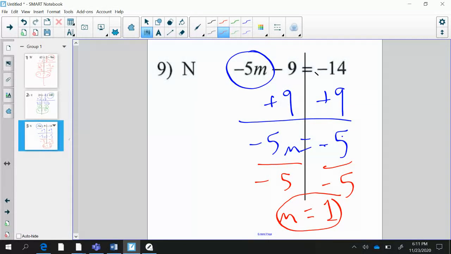That was really quick, I know, but the main thing we're seeing on both sides here is that we're doing the exact same thing. If you add 9 on one side, you have to add 9 on the other. And vice versa, if you divide by negative 5, then we're going to divide by negative 5 on both sides, and negative divided by negative is positive.